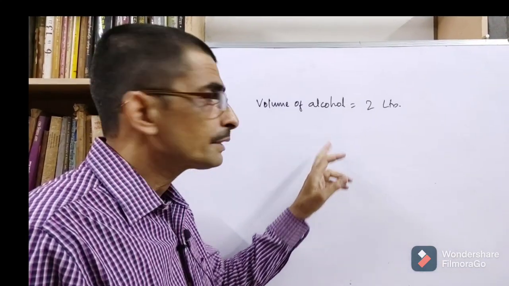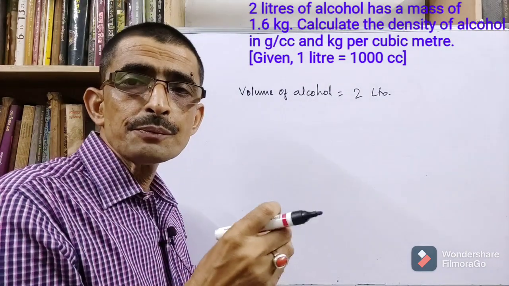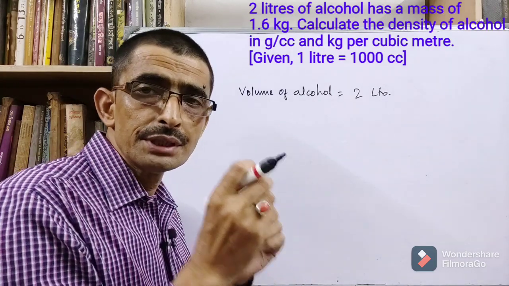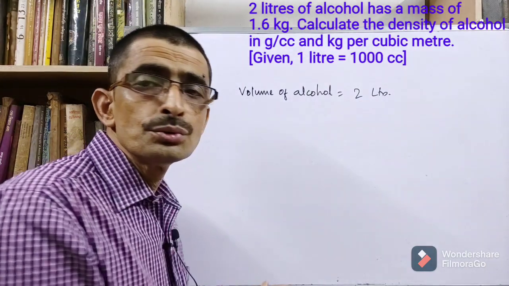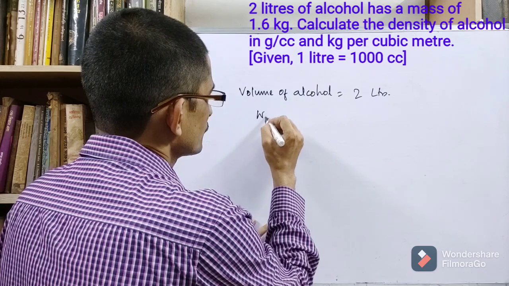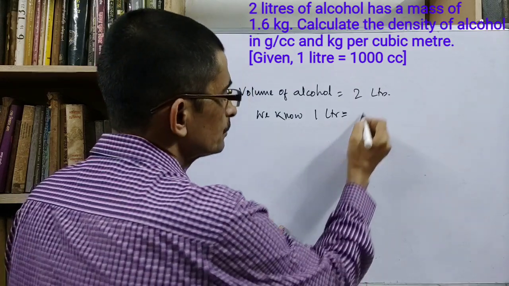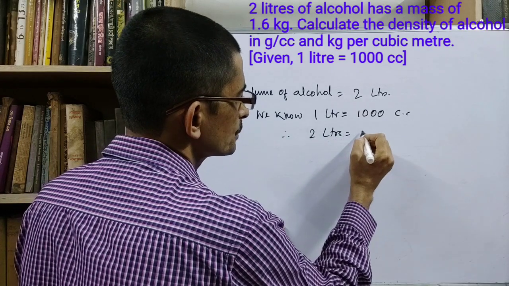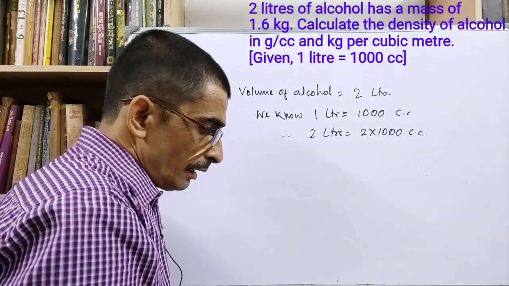In this next sum, we have volume of alcohol is 2 liters, but we are not very much familiar with 2 liters. We have been talking about meter cube, centimeter cube, etc. So let us convert this to centimeter cube. Already the conversion is given. We know 1 liter is equal to 1000 cc. Therefore 2 liters is equal to 2 into 1000 cc. This is our volume.